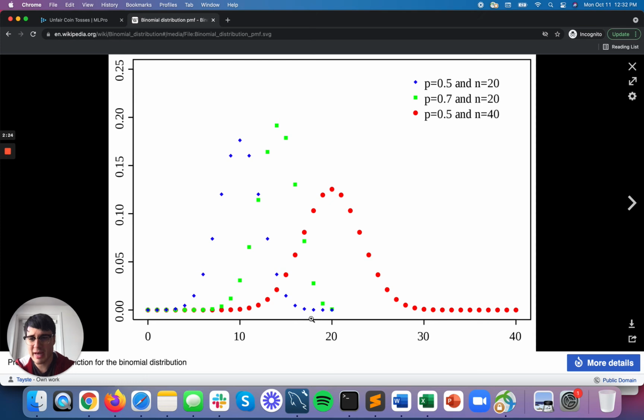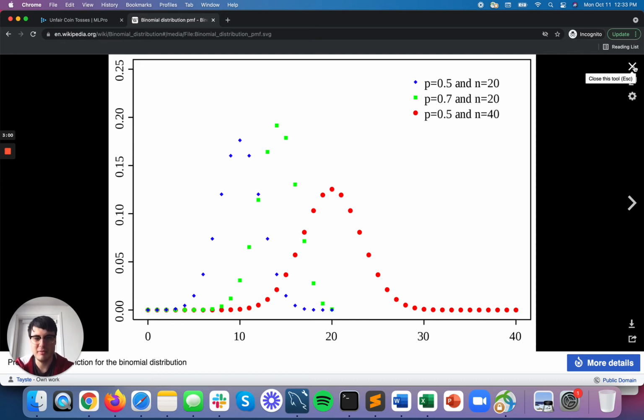What the probability mass function tells us is that the probability, which is on the y-axis, of 20 heads is going to be somewhere between 0.1 and 0.15, a 10 to 15% chance of happening. Whereas the probability of getting exactly 40 heads when you flip a coin 40 times is pretty close to 0, as you can intuit. And yeah, so that's the probability mass function.